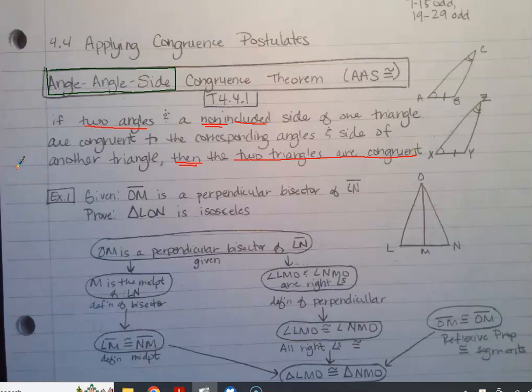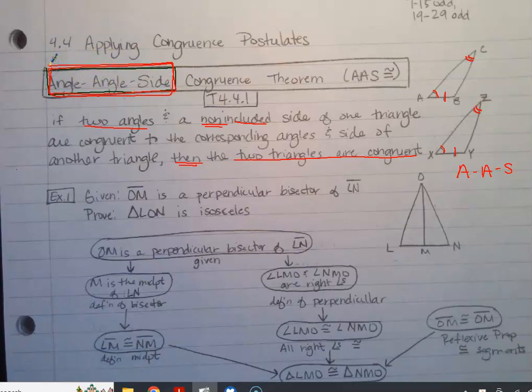So here we have angle A is congruent to angle X. Angle C is congruent to angle Z. So that's our angle, angle so far. Then we have side AB is congruent to side XY. But it's non-included. It's not the side in between the two angles, right? It's one of the other sides. So that's our new theorem today: angle, angle, side.